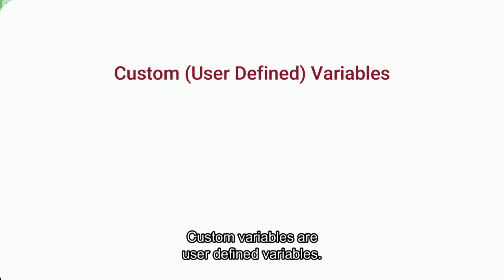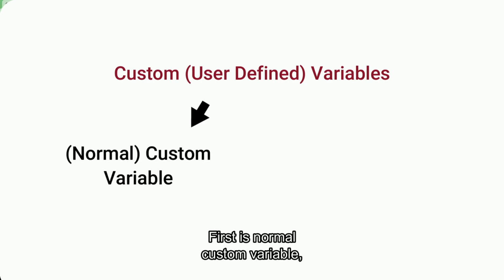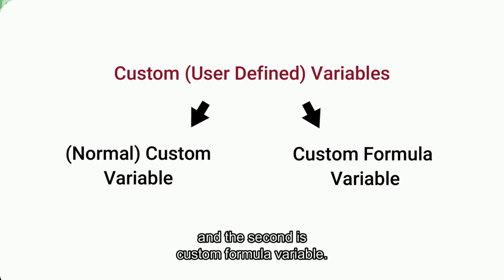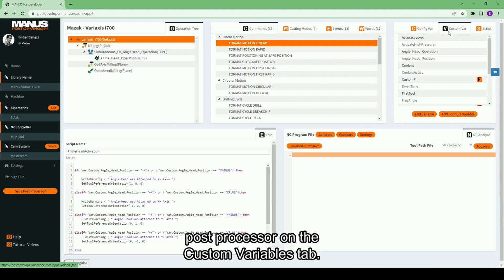Custom variables are user-defined variables. There are two types of them. First is normal custom variable, and the second is custom formula variable. You can reach the complete list of custom variables, defined in your post processor, on the Custom Variables tab.